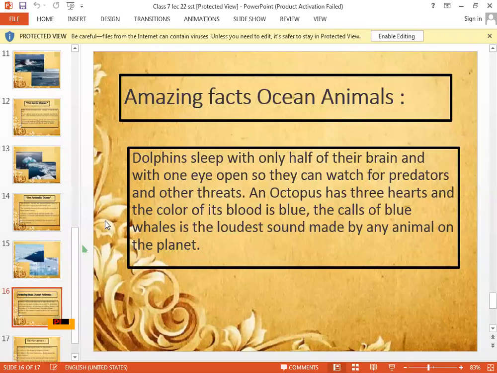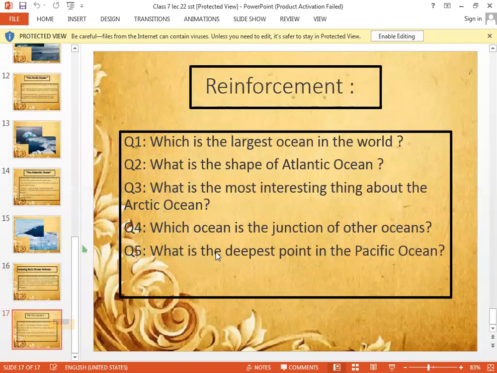So this is an interesting thing which is related to your topic. So I want to share with you now. Answer me the questions, and if you have any problem regarding this topic, you can ask me the question in the chat box. And first of all, you have to tell me which is the largest ocean in the world, what is the shape of Atlantic Ocean, and what is the most interesting thing about the Arctic Ocean.